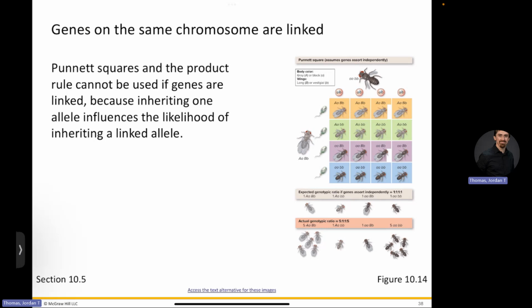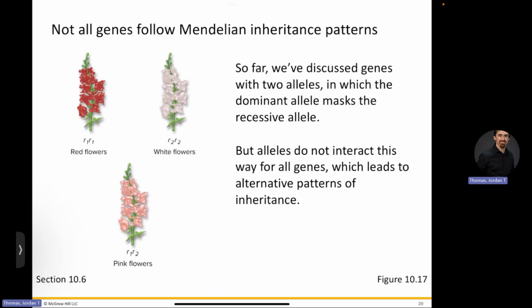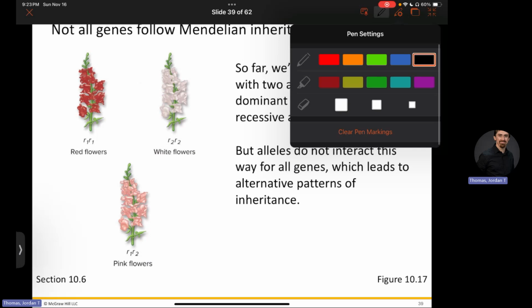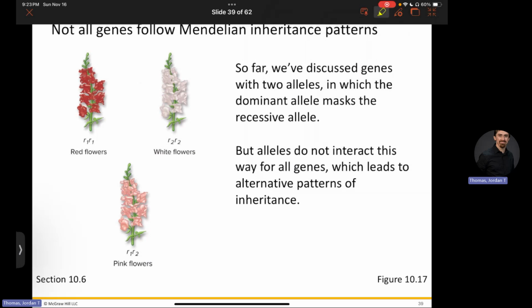All right, so now we talked about the Punnett squares, we talked about dominant and recessive genes. Now let's mix it up a little bit. Not all genes follow Mendelian inheritance patterns. So far, we've discussed genes with two alleles, in which the dominant allele masks the recessive allele. But alleles do not interact this way in all genes, which leads to alternate patterns of inheritance.